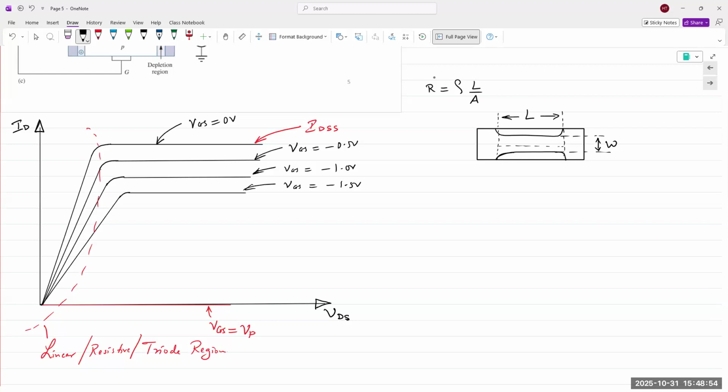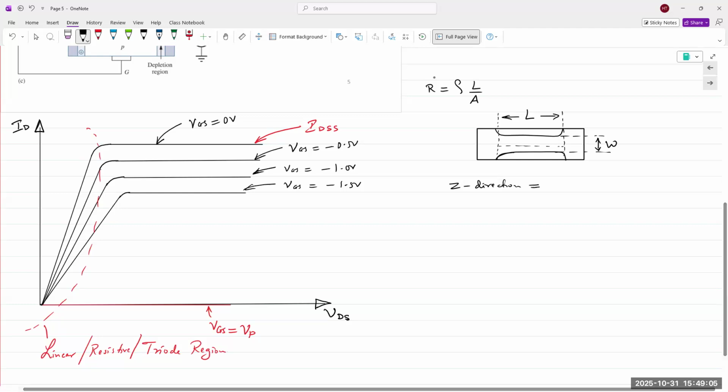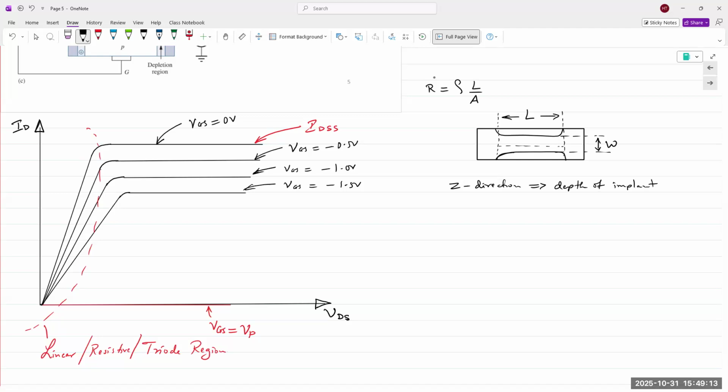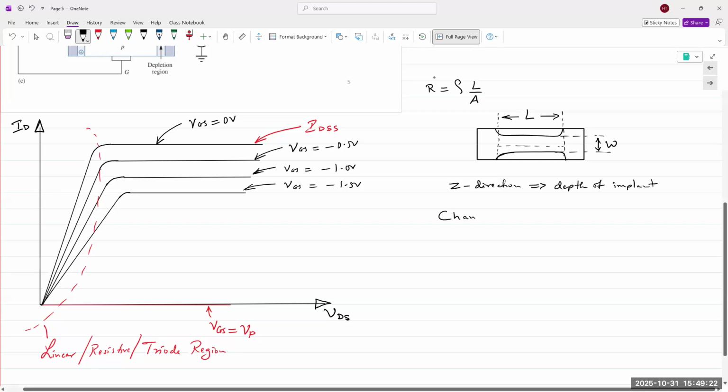And if you look at it in the Z direction, this is the X and Y direction. The Z direction would be the depth of the implant. How deep did we implant into the region, right? And so we can write an expression for channel resistance.